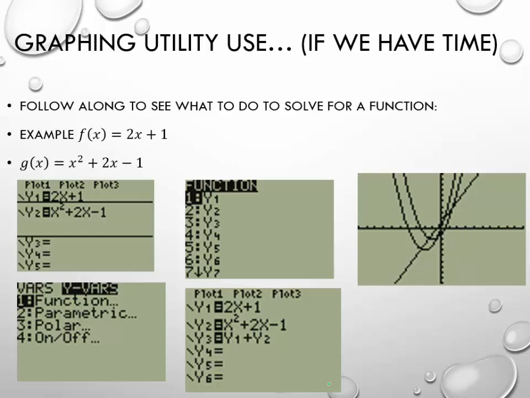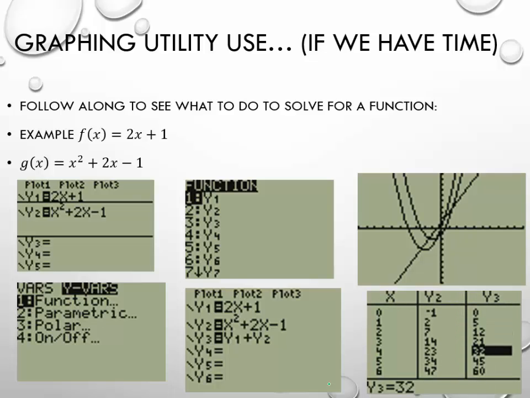Now what does this do for us? Nothing. Except if you press the table button, second table, this is really handy, it will tell you not just one, but it will tell you both of the functions' answers at each. So you can press second table, and there it is. You can scroll over, and you can look at Y3 as well. It tells you your X's and what your Y values will be. All right? Pretty neat.